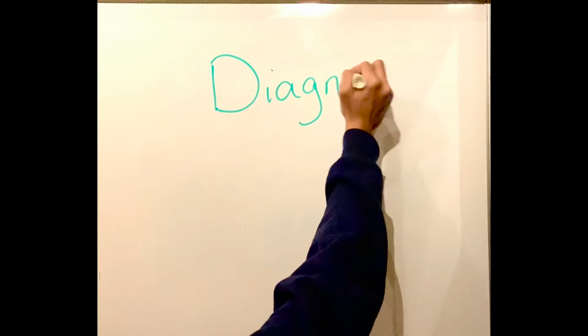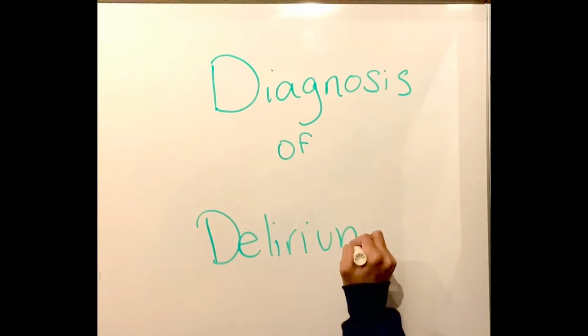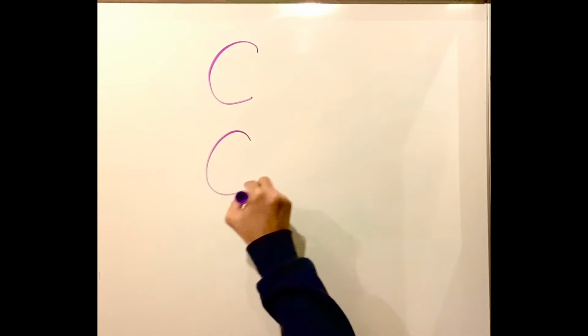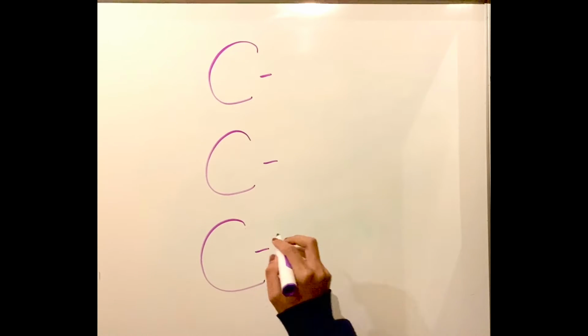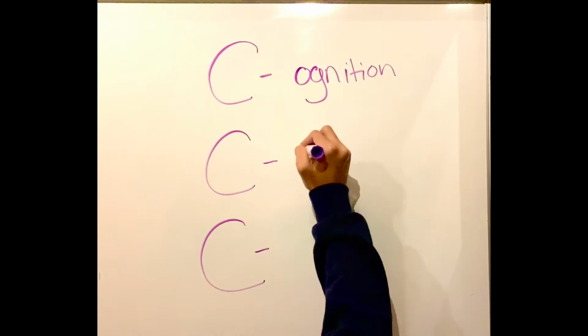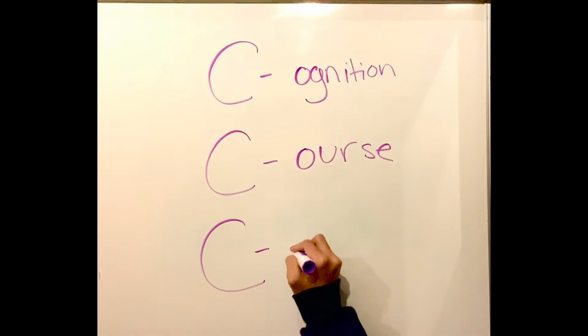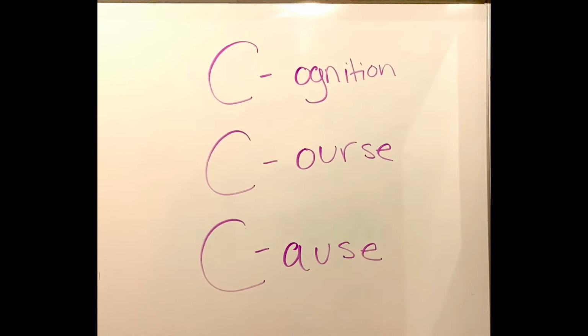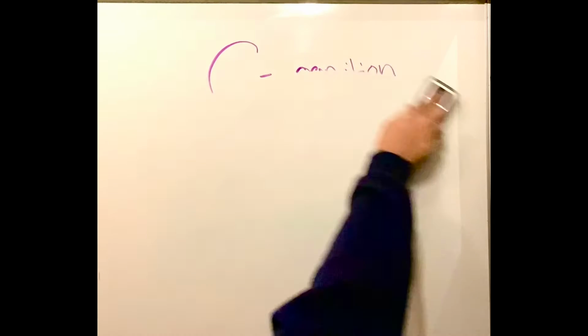The diagnosis of delirium. The diagnosis of delirium is assessed by the 3 C's: cognition, course, and cause. In cognition, there must be a change in at least 2 cognitive domains. This includes memory, disorientation, and language. In the course, it has to develop over a short period of time, and in the cause, it has to be a direct physiological effect of a medical condition or substance.